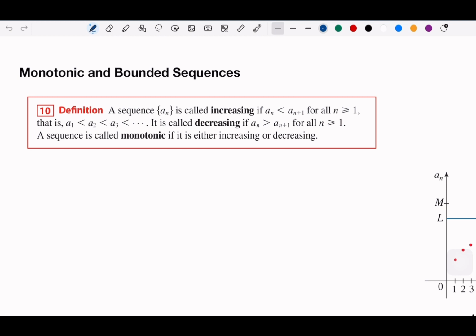Whether it is decreasing or increasing, that sequence we call monotonic. So it cannot be both. Mono means one. So it could increase or decrease. That's the first thing. So that's a monotonic sequence.